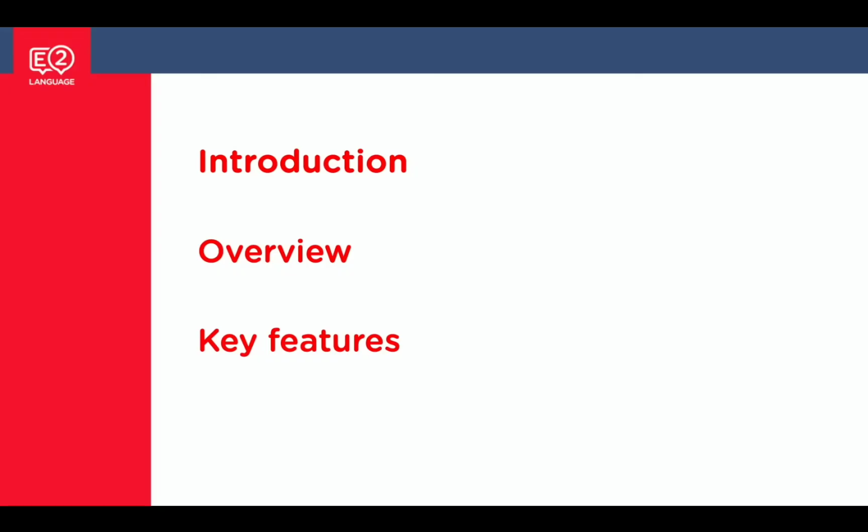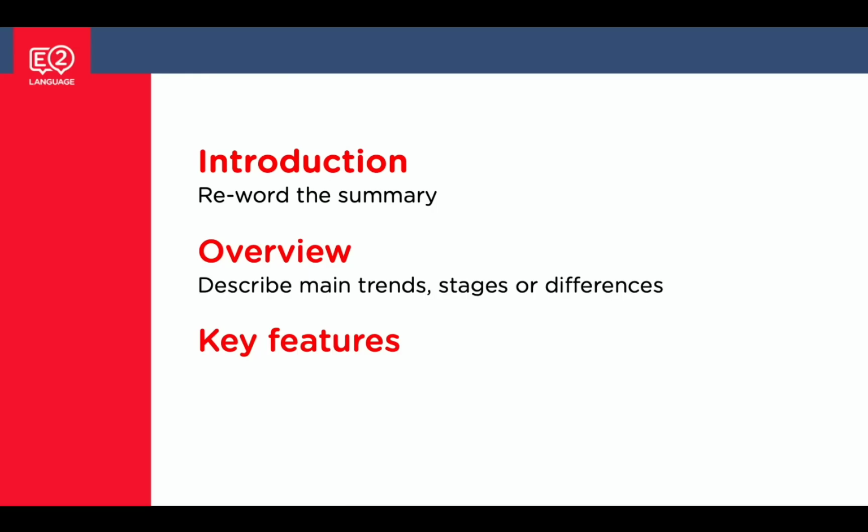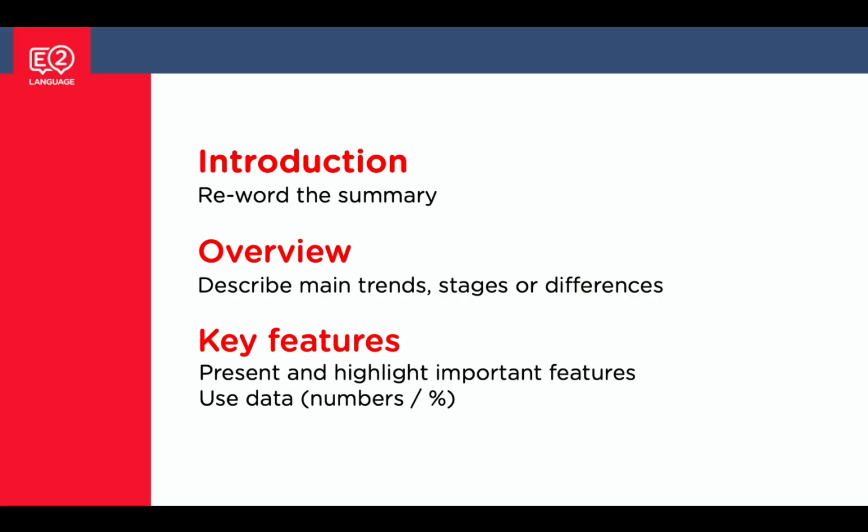This is how we structure the task one. We have an introduction where we reword the summary. Then we have a little paragraph for our overview where we describe the main trends, stages, or differences. And key features. So we present and highlight the important features here, and we use data like numbers or percentages. So in today's task, I'm going to write a key features paragraph for each of the graphs.